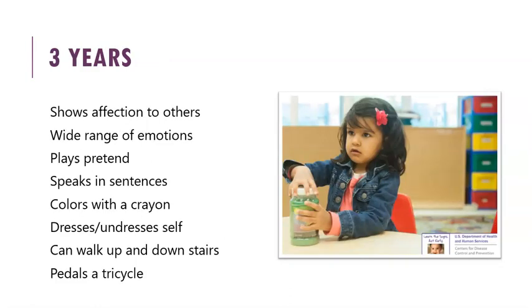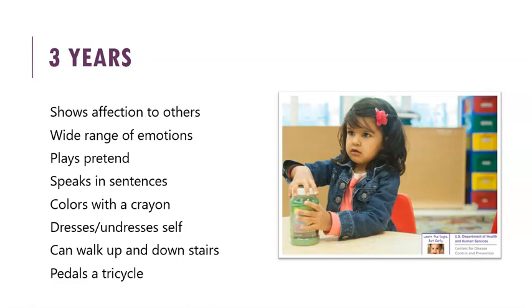So now let's jump ahead to 3-year-olds. 3-year-olds typically show affection to others and have a wide range of emotions. If you've been around 3-year-olds, they are usually pretty touchy and hands-on. They like to give hugs and sit in your lap. But they also have temper tantrums quite frequently because they can't understand why they're being told to do something that they don't want to do. That's why you hear about the terrible 2s and the terrible 3s.